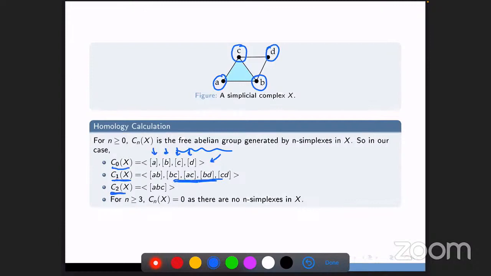Okay, we have BCD as a triangle here, but since the interior is not included, it's not a 2 simplex. That's why we can't have that one here. All right, so that is how we form these abelian groups. Okay, and for n greater than or equal to 3, we don't have any 3 simplexes or 4 simplexes and so on. That's why these are just the trivial groups. So our picture is like this.